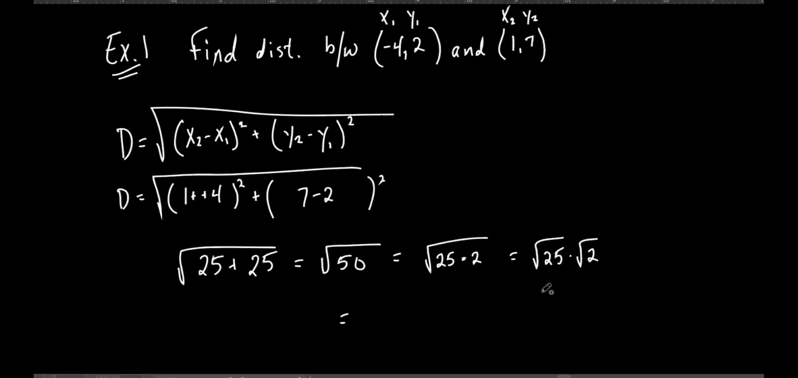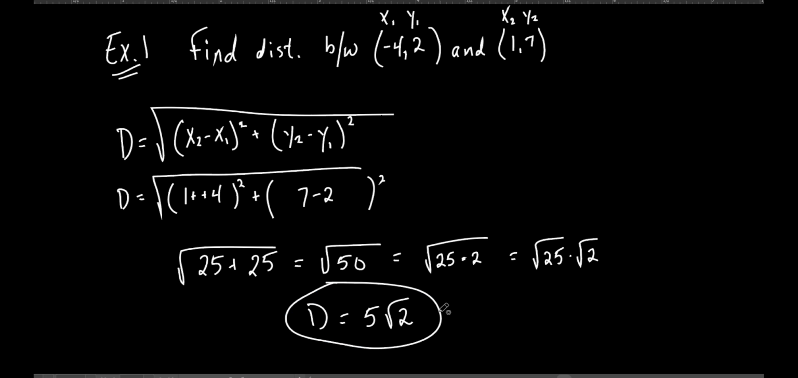Even though they haven't taught this yet, we're going to do a lot with square roots and different roots, all right? But this is what? 5 square root of 2. That's the distance. No reason to change it to a decimal.